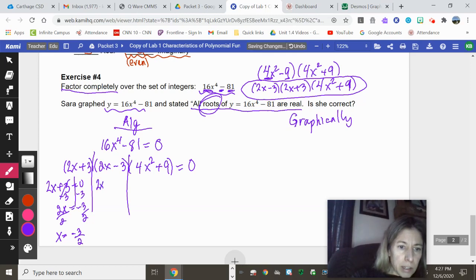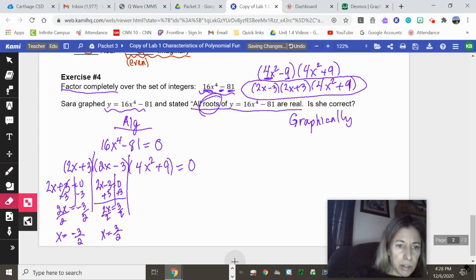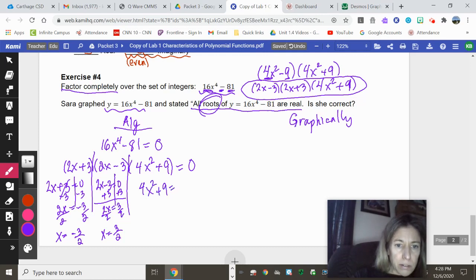All right, and then we have 2x minus 3 equals 0. It's going to be the same procedure, except we're going to add 3 first. So we're going to get 2x equals a positive 3. And then we're going to get a real root of 3 halves. Okay, so we have a negative 3 halves and a positive 3 halves, two real roots so far. Now I'll rewrite the last factor: 4x squared plus 9 equals 0. I'm going to subtract 9 first. I'm going to get 4x squared equals negative 9.